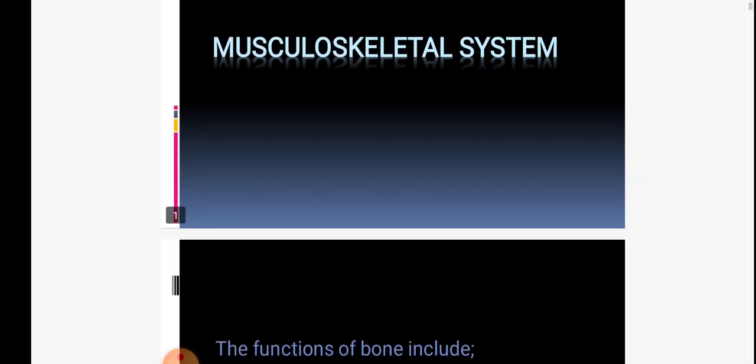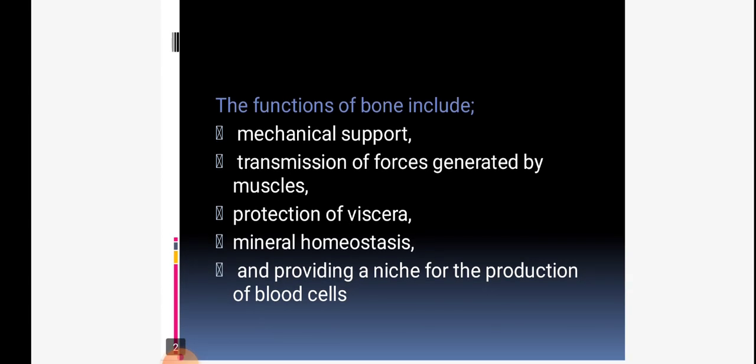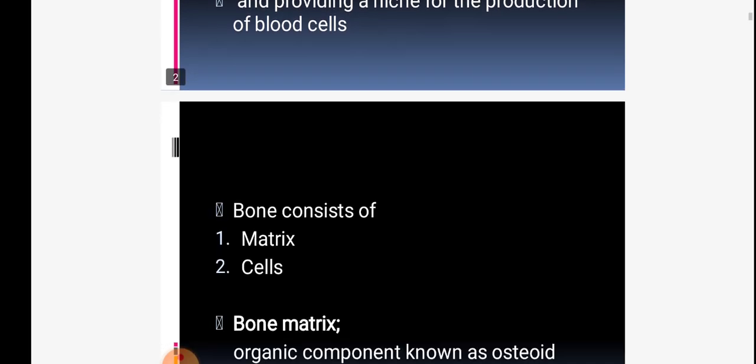So starting with this particular topic, what are the basic functions of bone? Mechanical support, transmission of forces generated by muscles, protection of viscera, mineral homeostasis. There's an important point here, mineral homeostasis, and providing a niche for the production of blood cells. So basically the bone marrow, we call it as a factory for cell production. So these are the basic functions of the bone.